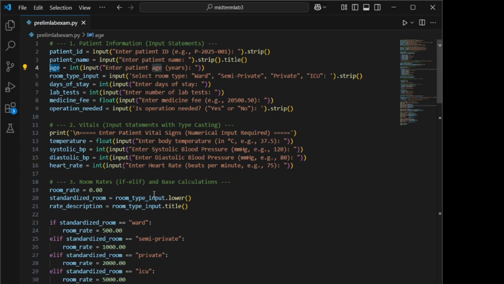Now for the vital signs, since we need to perform numerical checks, is the temperature greater than 38? These inputs must be cast right away. Temperature needs to be a float, and blood pressure and heart rate can be integers.